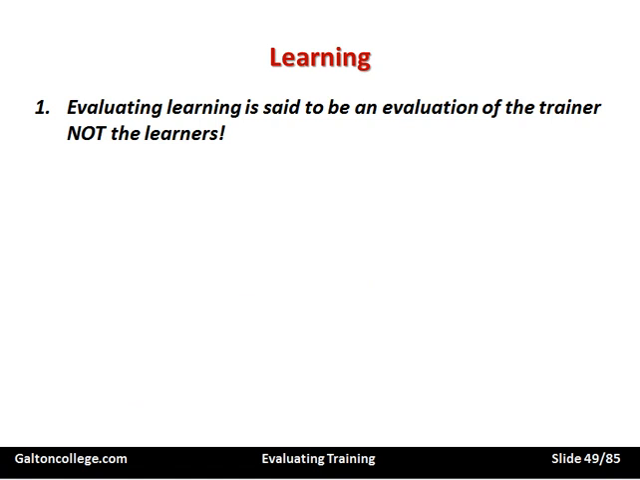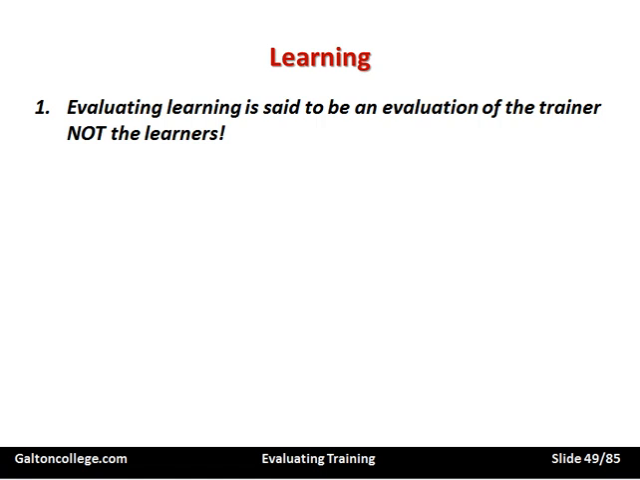Evaluating learning is said to be an evaluation of the trainer, not the learners. Well, that is often held to be the case, particularly in education, that the teachers are measured by the success of the students. But that also is flawed. If the trainer is setting the test, then why not set a simple test so that everyone will pass and the trainer will look good?